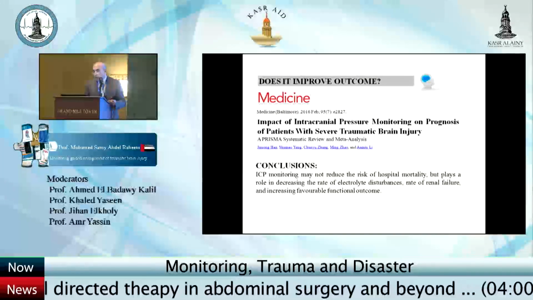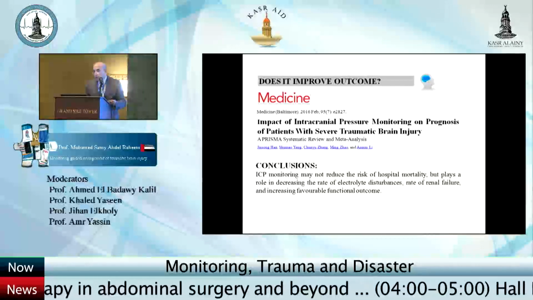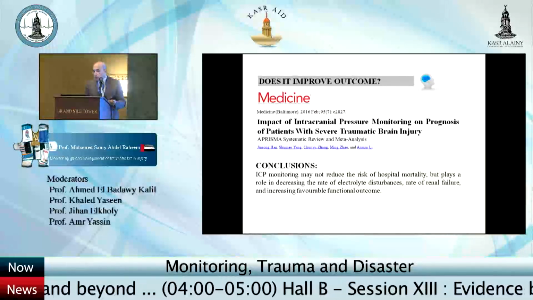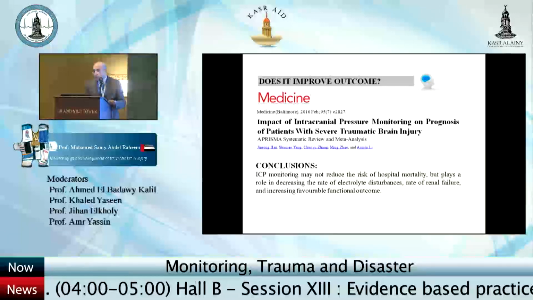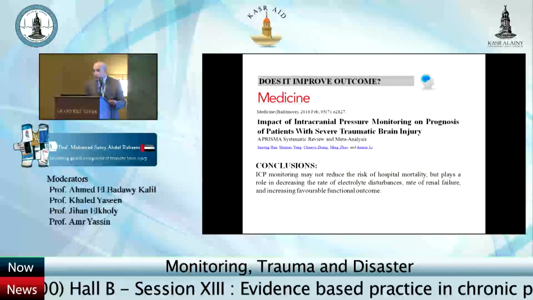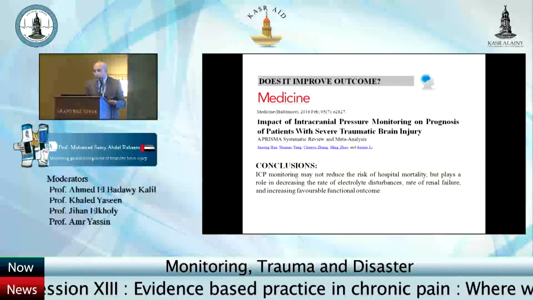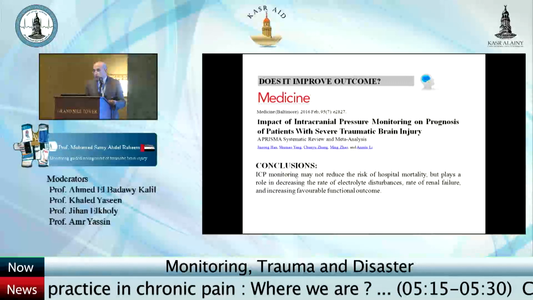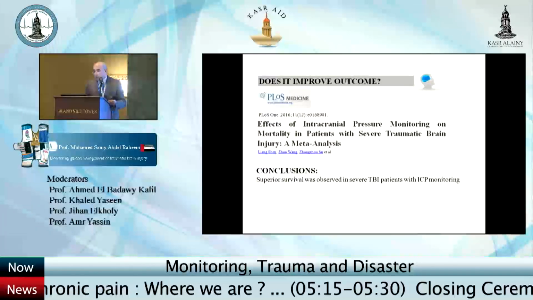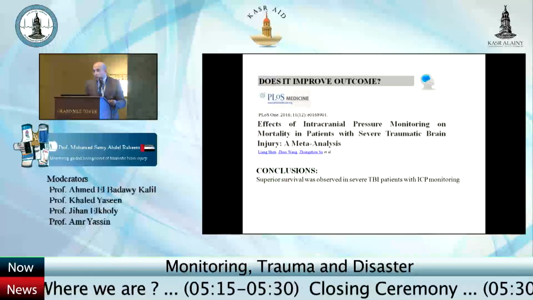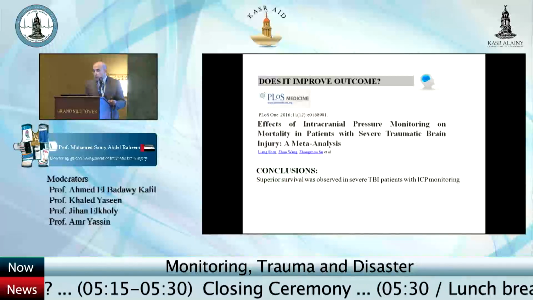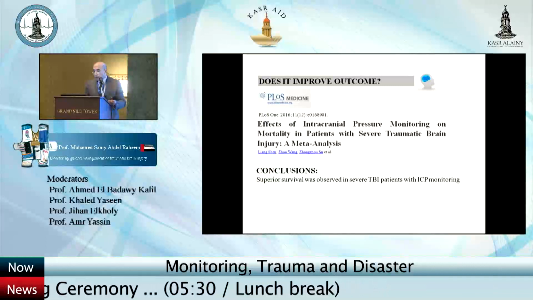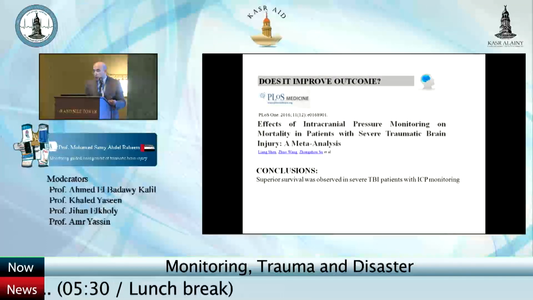However, last year, this study looked at the impact of intracranial pressure monitoring on prognosis of patients with severe traumatic brain injury, and they stated that ICP monitoring may not reduce the risk of hospital stay, but plays a role in decreasing the rate of electrolyte disturbance and renal failure, and increasing favorable functional outcome. In another study last year, a meta-analysis looking at the effect of intracranial pressure monitoring on mortality in patients with severe traumatic brain injury, superior survival was observed in those who had ICP monitoring.